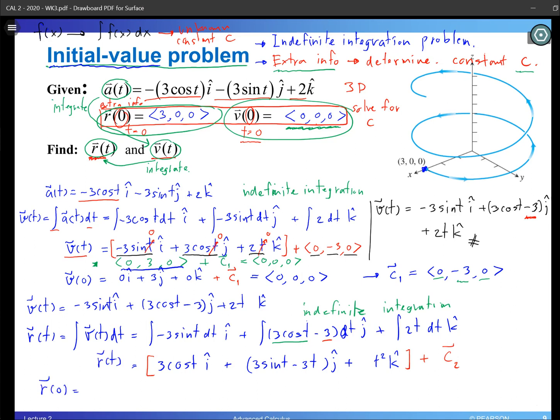The first term I get 3i. Next term plus, well, 0, right? This 0. And this 0. Also this 0. 3 sine 0. Sine 0 is 0, so I get 0. And the next term is also 0, so I get 0j. And plus, last term also 0k. Alright, and in the end, plus unknown vector constant, which is C2. C2, unknown vector constant.